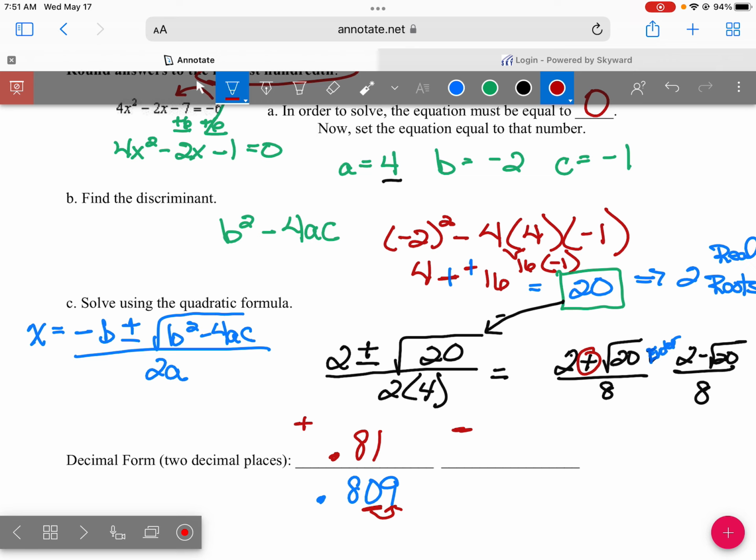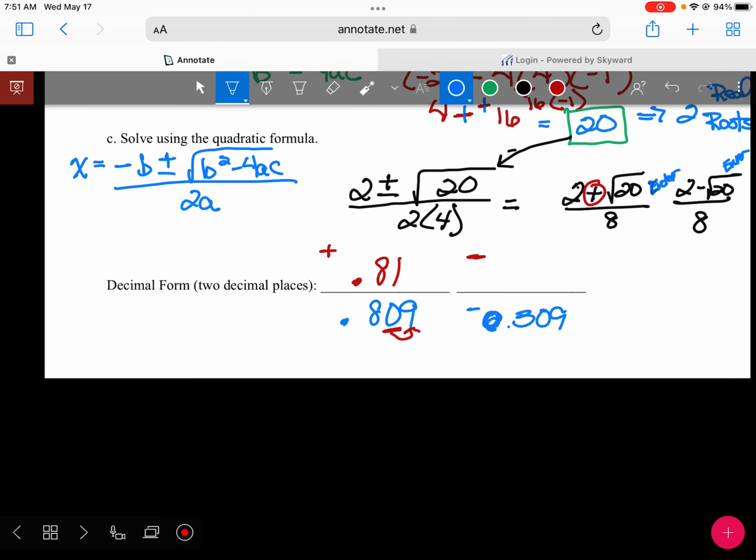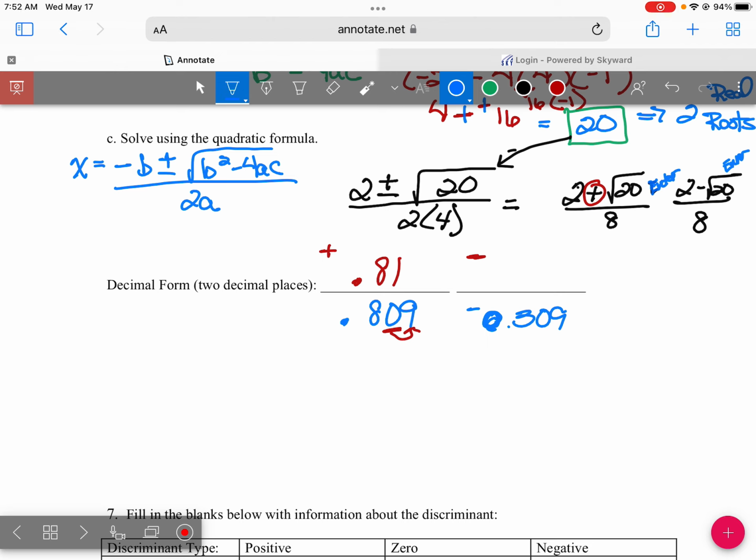The negative value, you say 2 minus the square root of 20, hit enter, and then divide by 8, and you should get negative 0.309. And the hundredths place would be the 0 again. Look next door, 5 or more. That is going to go up. So this is negative 0.31. We're on page 12.